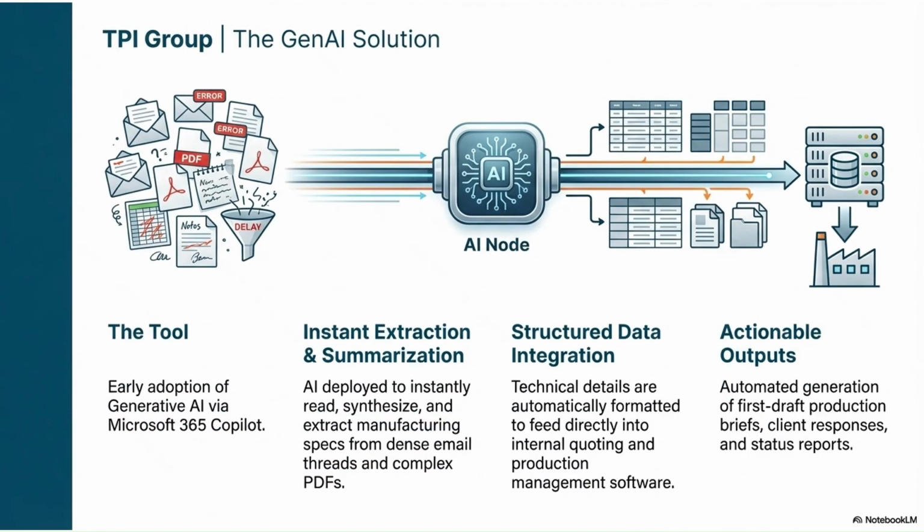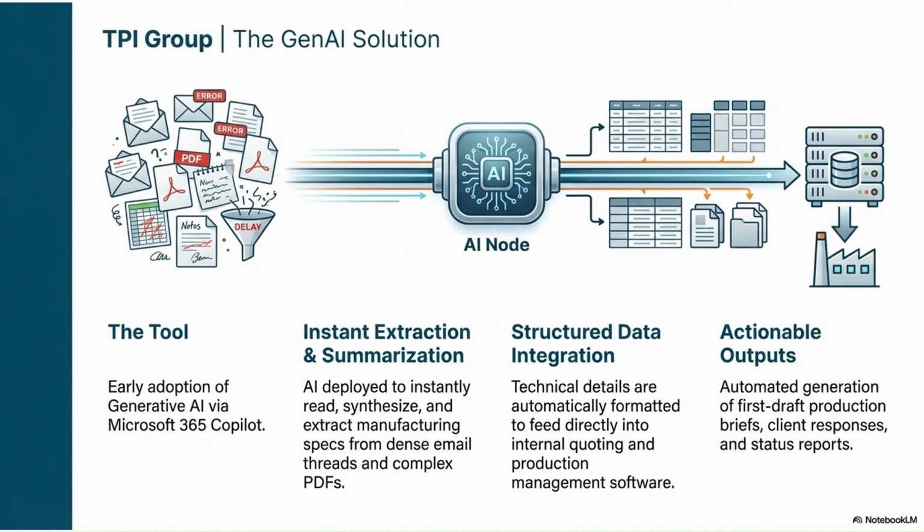So the solution that they implemented, they started with Microsoft 365 Copilot, and they were one of the early adopters. This is from Microsoft's early adopter study. First of all, they went for instant extraction and summarization. The AI was deployed to instantly read, synthesize, and extract manufacturing specs from dense email threads and complex PDFs. The structured data then was integrated. The technical details are automatically formatted to feed directly into internal quoting and production management software. And then there was automated generation of first draft production briefs, client responses, and status reports.